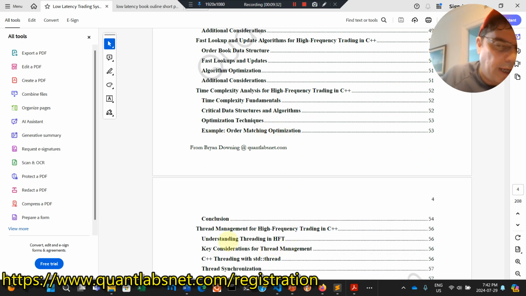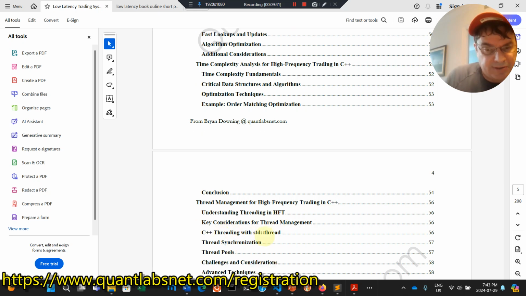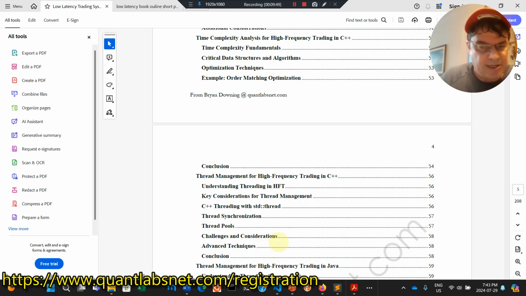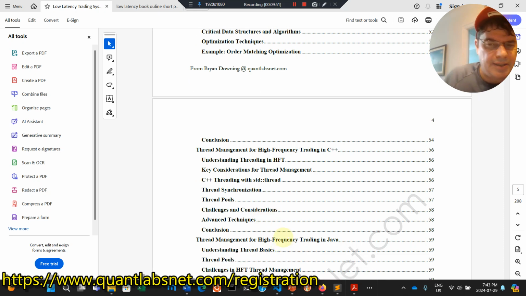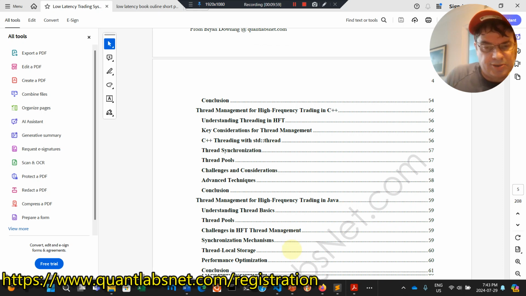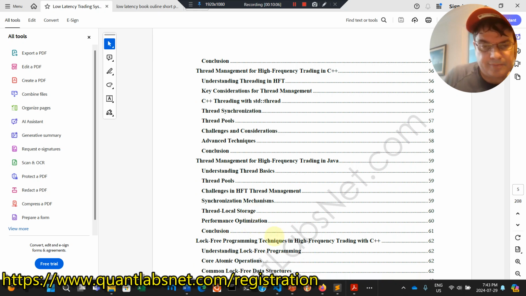Thread management, another very complicated area within high frequency trading systems, specifically in C++. So we have to understand threading, key considerations, C++ threading, using the standard thread, synchronization, pools, challenges, and considerations. Now, again, I said that we will also show other examples in Java, which we will. Thread basics, thread pools, challenges in HFT thread management, synchronization, thread local strategy, and performance.